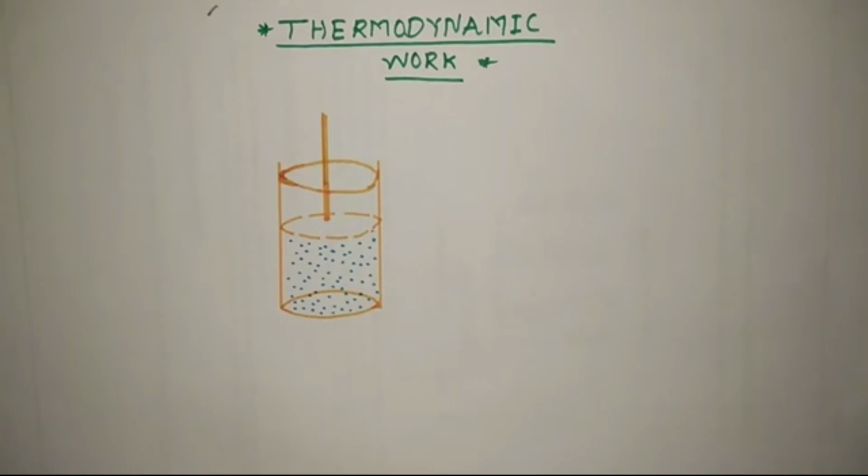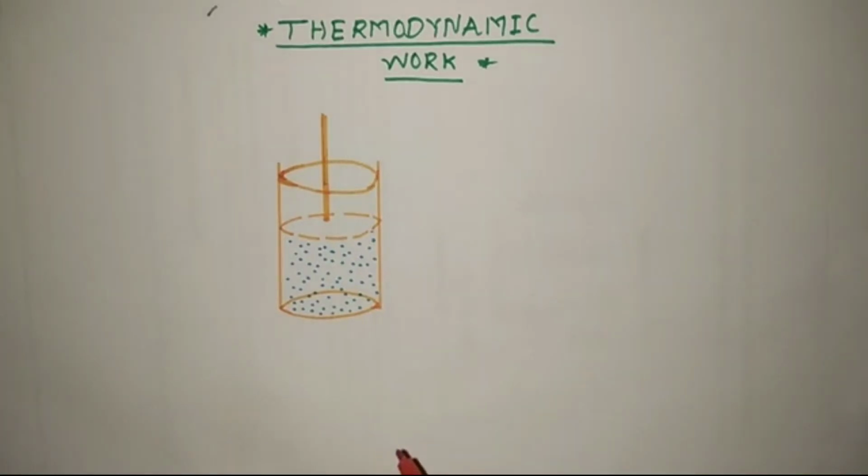Today in this lecture we are going to discuss thermodynamic work. The definition of thermodynamic work is the product of constant pressure P and the change in volume. So let's get the derivation for the work.